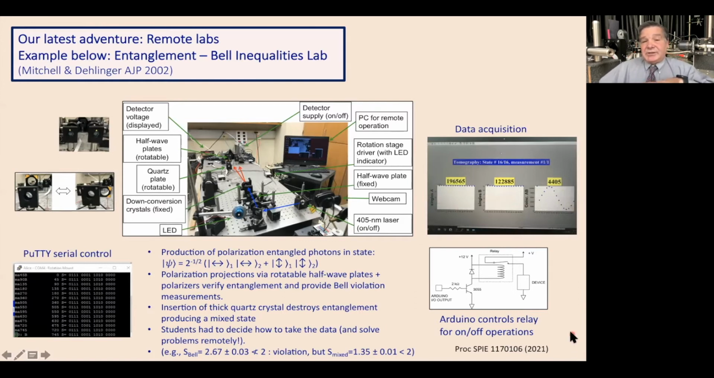In fact, last semester, my students, it worked so well during the COVID shutdown that last year, when we were not in COVID shutdown, the students set up the apparatus, but then I had them do the experiments remotely.